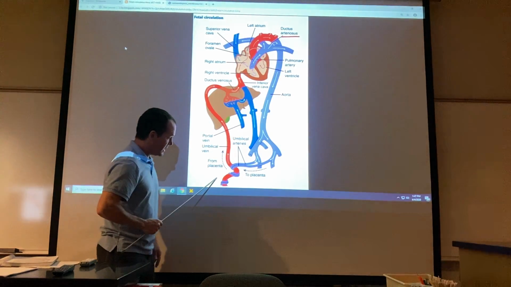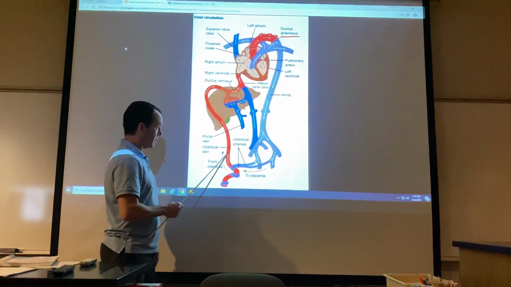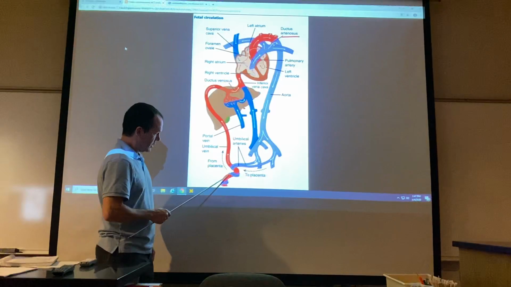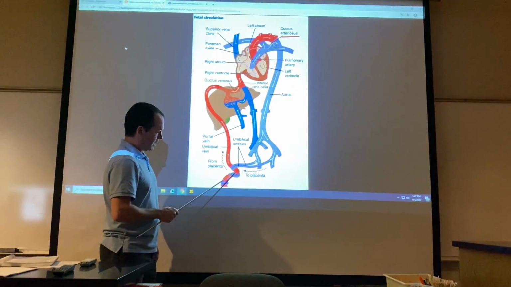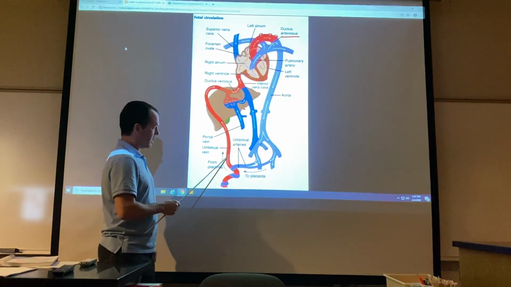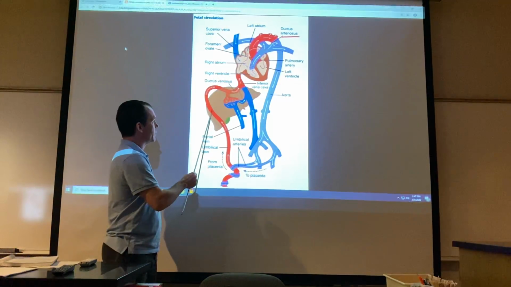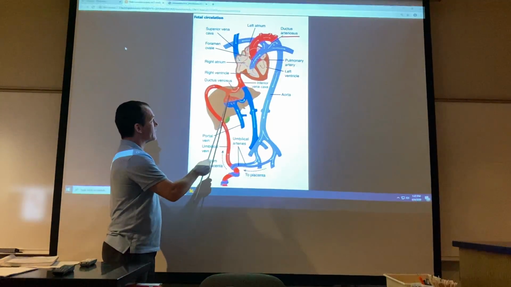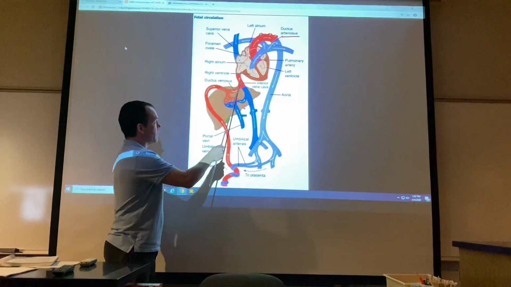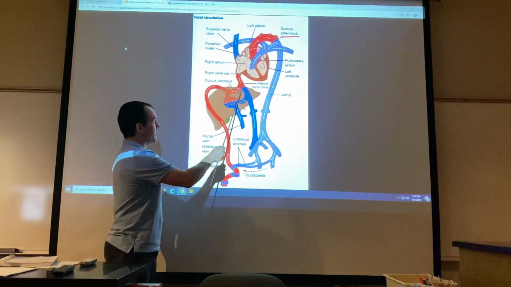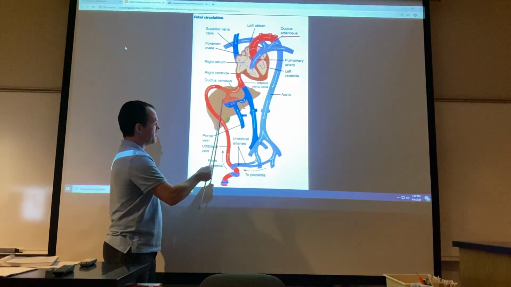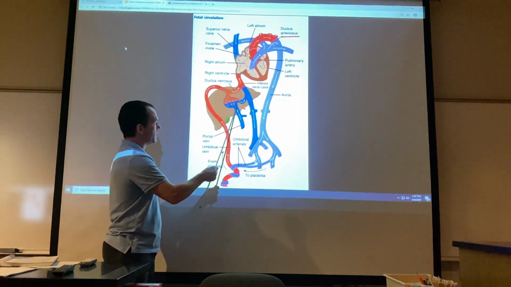Oxygen has to come into the fetus via this umbilical cord out here. The blood vessel that takes blood to the fetus is called the umbilical vein. It's going towards the heart. You might see that it merges right here with this inferior vena cava, and it kind of mingles with the hepatic portal system a little bit.